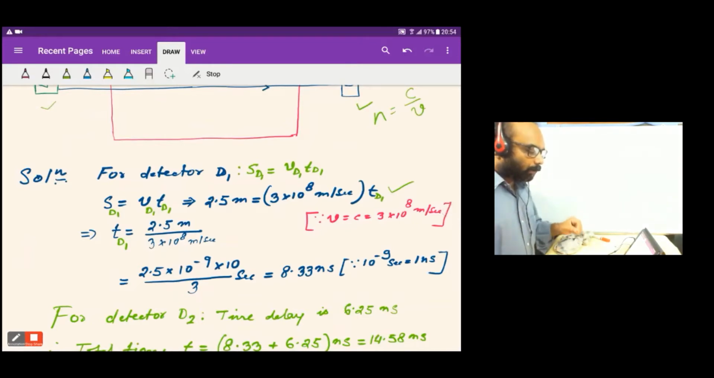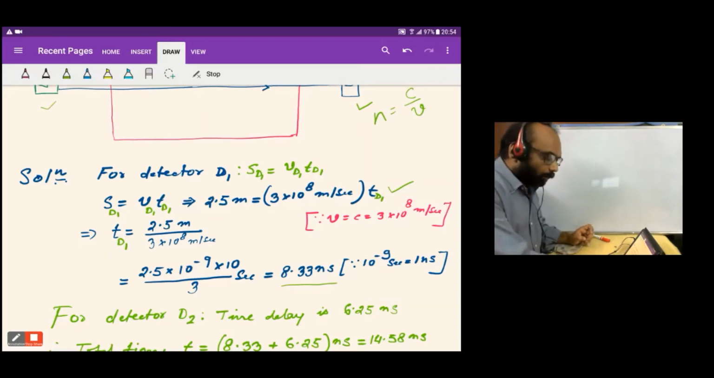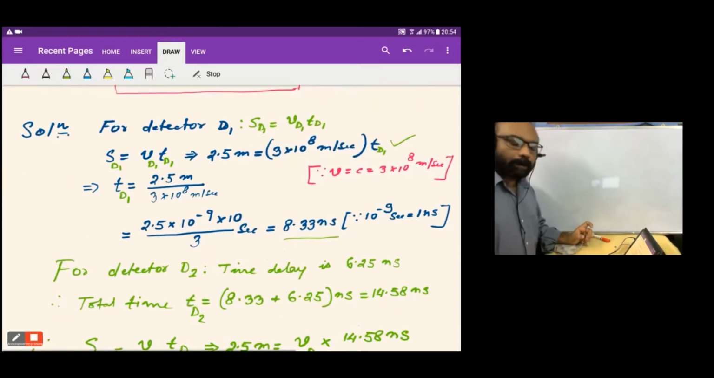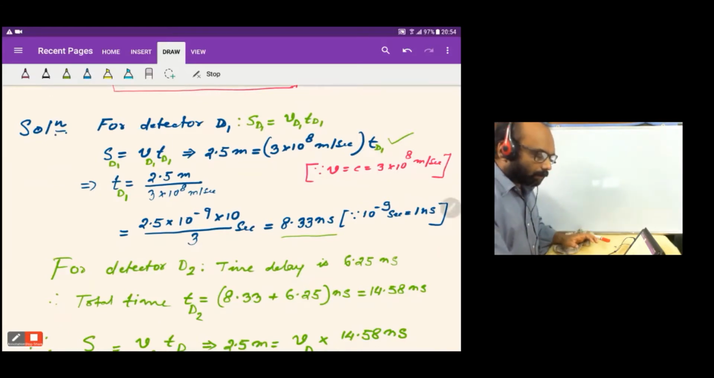That means 2.5 times 10 to the power minus 9 times 10 divided by 3. That gives us 8.33 nanosecond. So the laser takes 8.33 nanosecond to reach the detector D1 in air. For detector D2, time delay is 6.25 nanosecond. That means the total time taken by the laser in reaching the detector D2 through the transparent block is 8.33, that is the time taken in air, plus that time delay, which is 6.25 nanosecond. So that gives us 14.58 nanosecond.